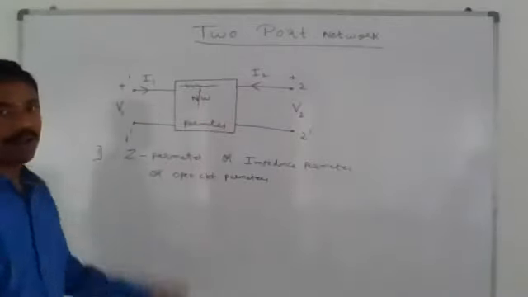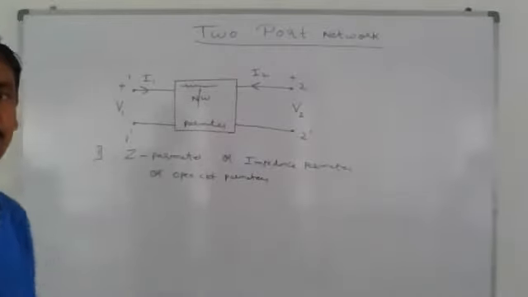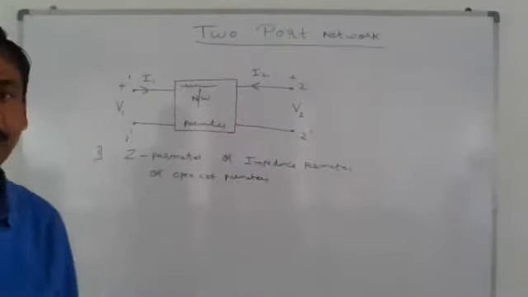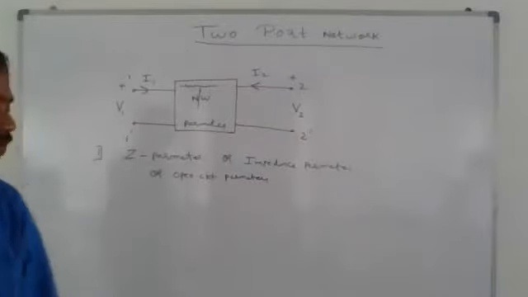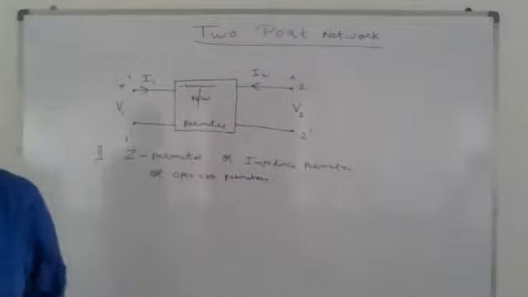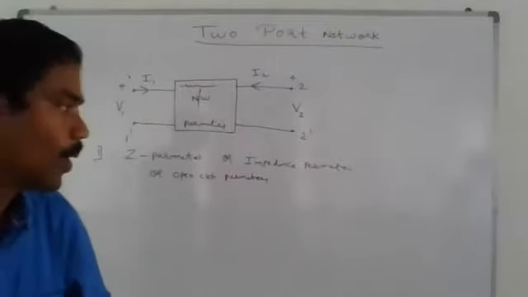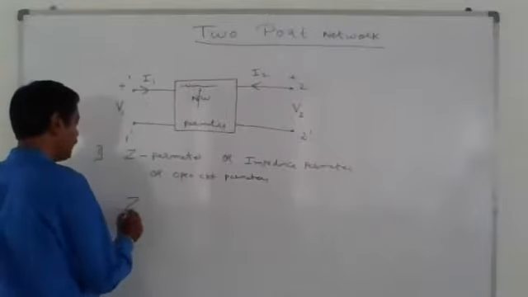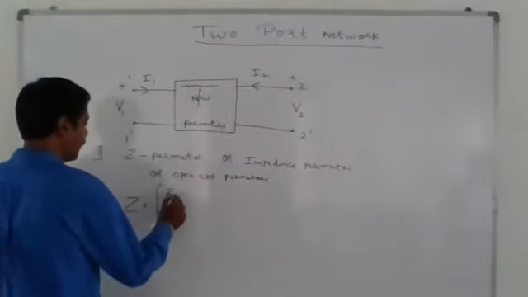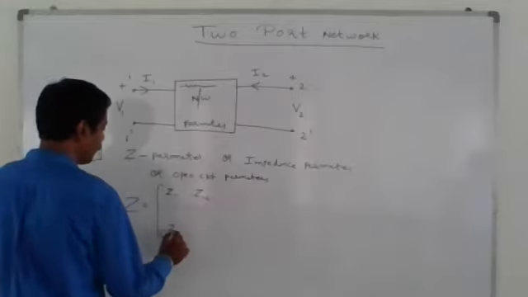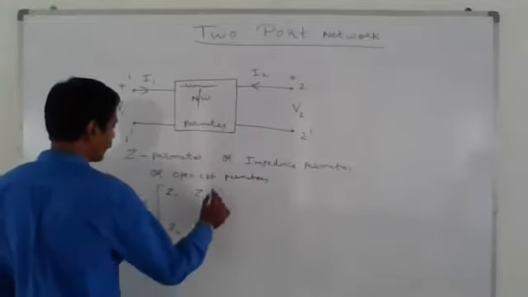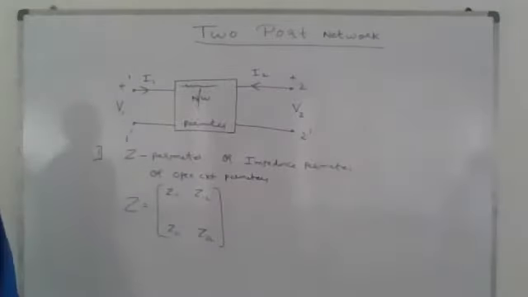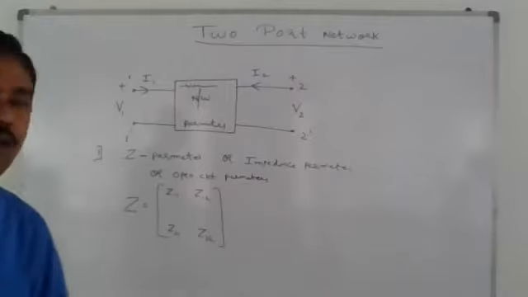Z parameter. And since it is a two-port network, therefore there are 4 Z parameters. The Z parameters are also called impedance parameters, or open circuit parameters. So how will you define these Z parameters? This Z matrix is in the form of a matrix. Z parameters are defined as Z11, Z12, Z21, Z22.